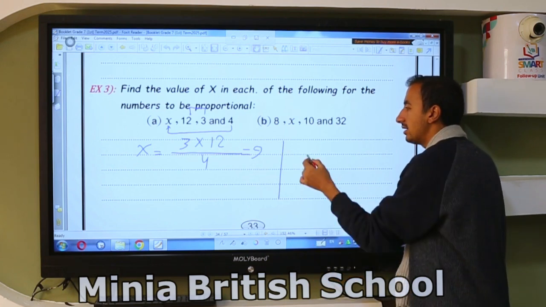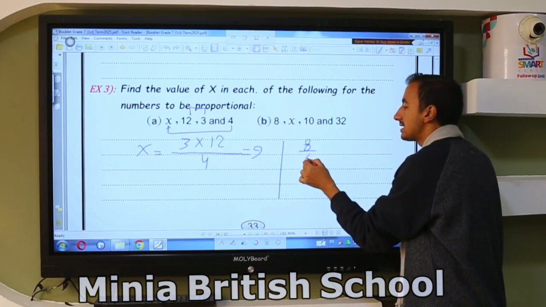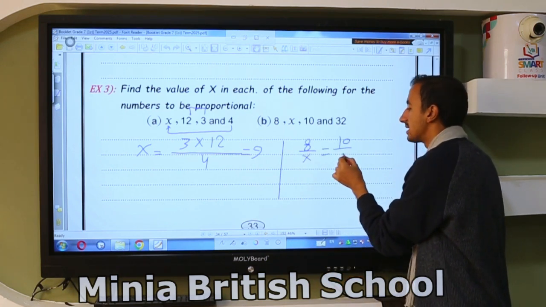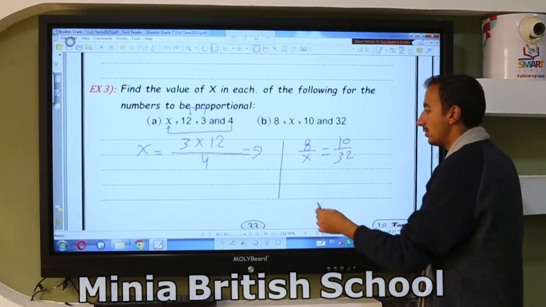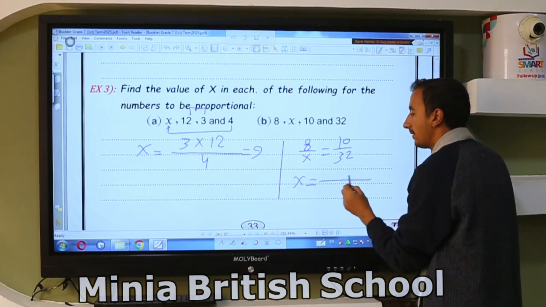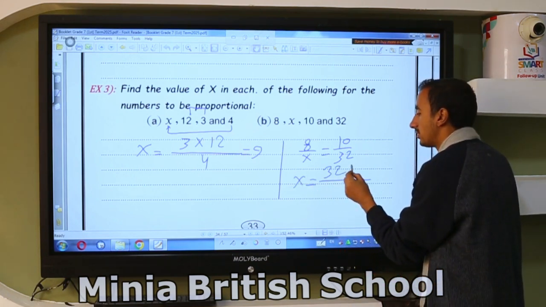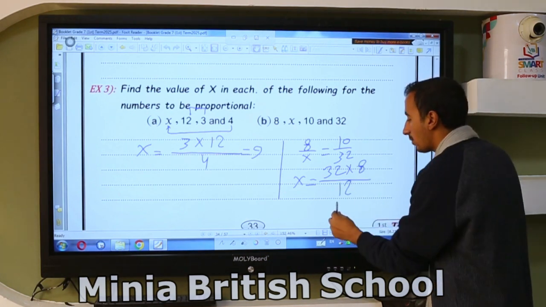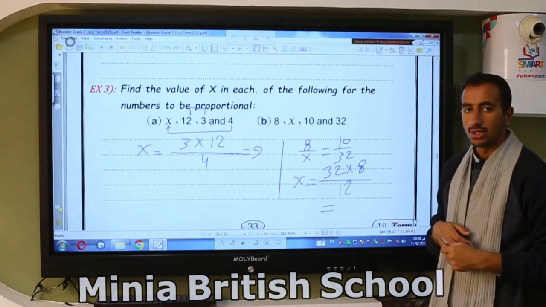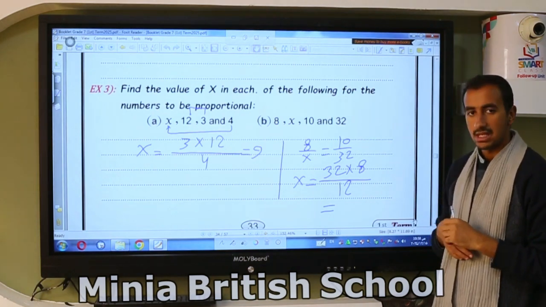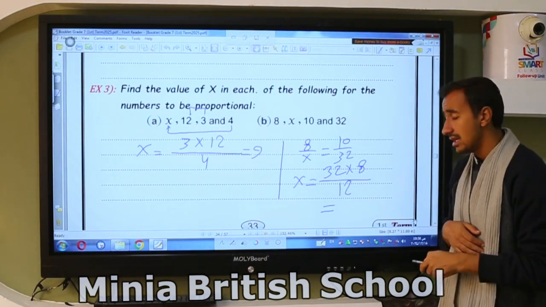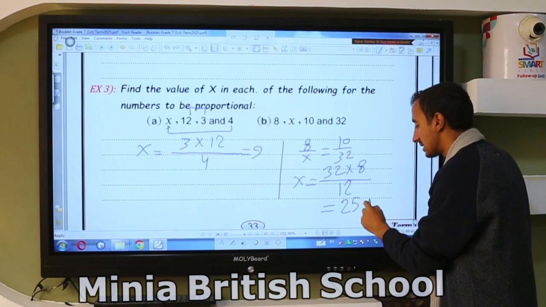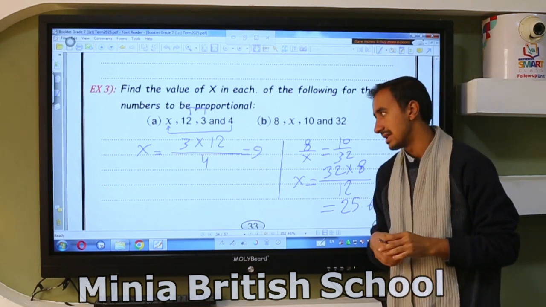Another example here, 8 over x equals 10 over 32. So x equals 32 times 8 over 10. By using your calculator, 32 times 8 divided by 10 equals 25.6.